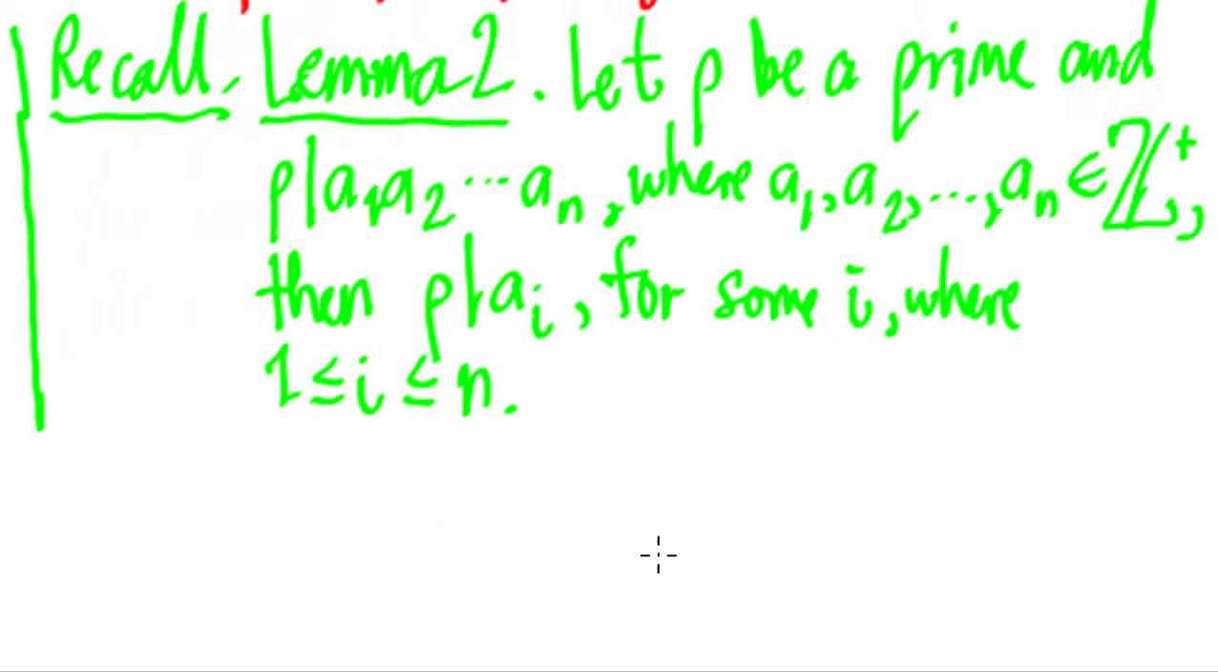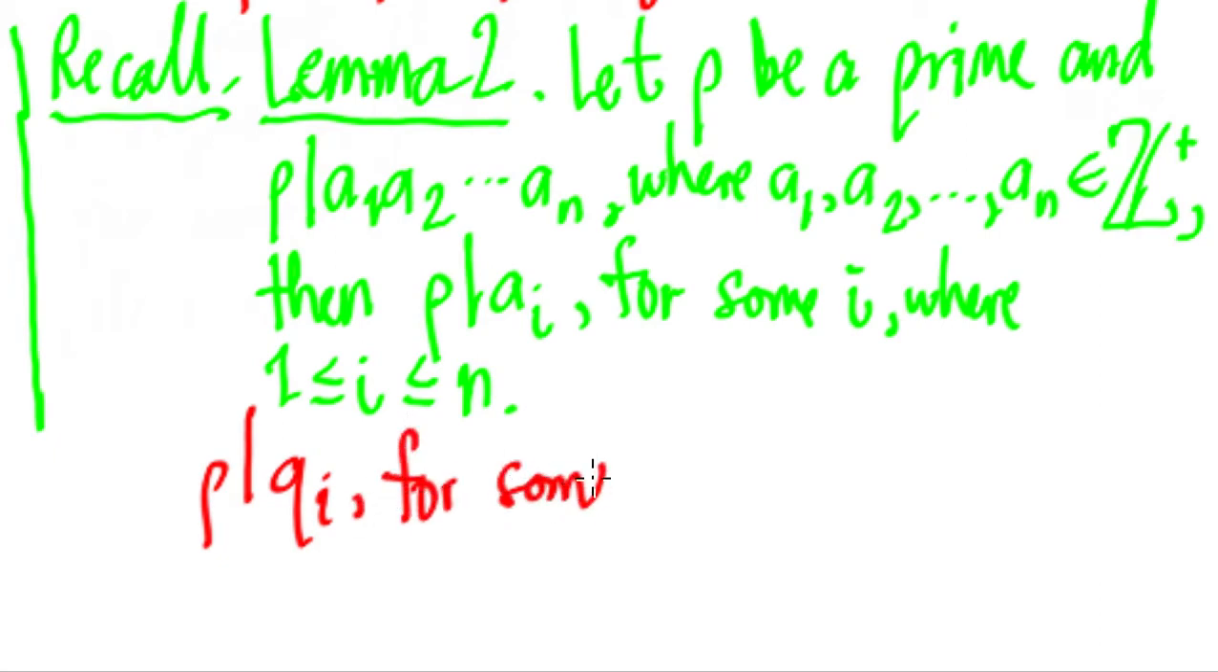So therefore P divides some certain Q sub I, for some I, where I is between 1 and n.